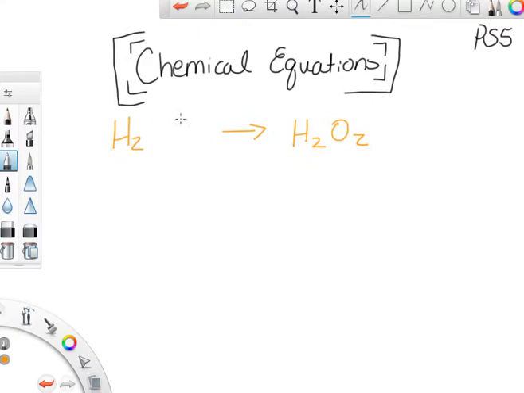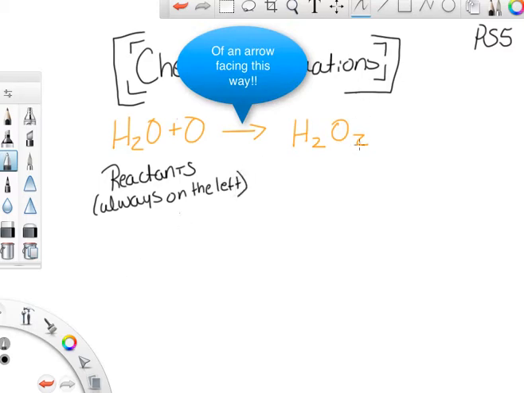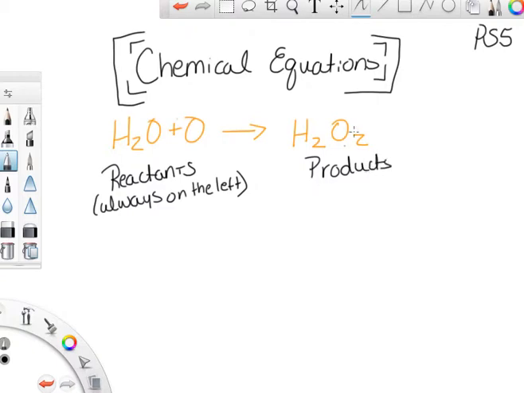I'm going to say H2O plus O yields H2O2. Alright, so let's talk about the parts of this equation. We have on the left side the reactants. Okay? And these are always on the left. On the right side, we have the products. And these are always on the right.